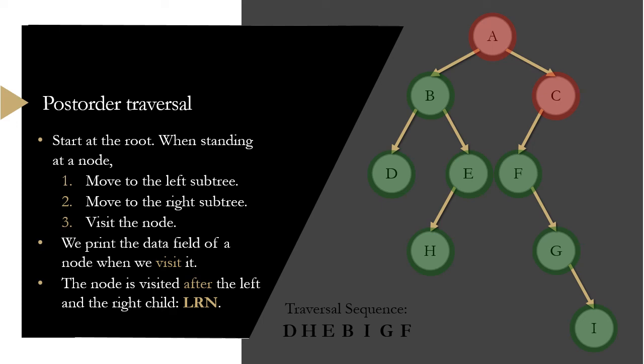So I move back to C. I have just visited the left subtree of C. I move to the right subtree, but there is no right subtree of C. Now I visit C, so I print C. I have done everything for C, so I move back to A. I have visited both subtrees of A. Now I visit A. So A is printed.